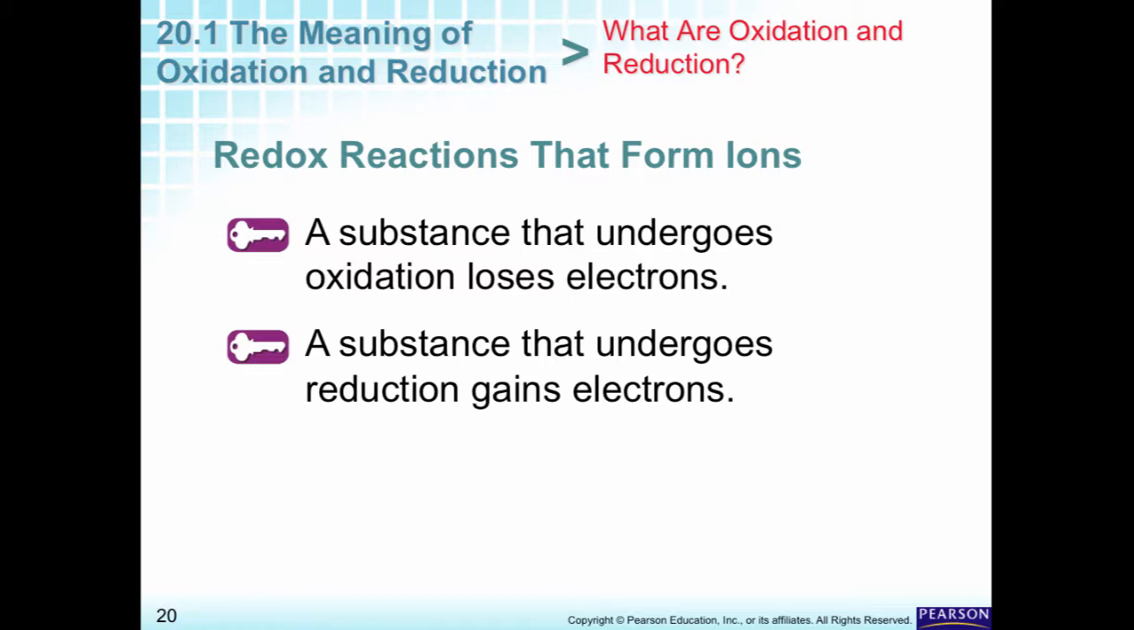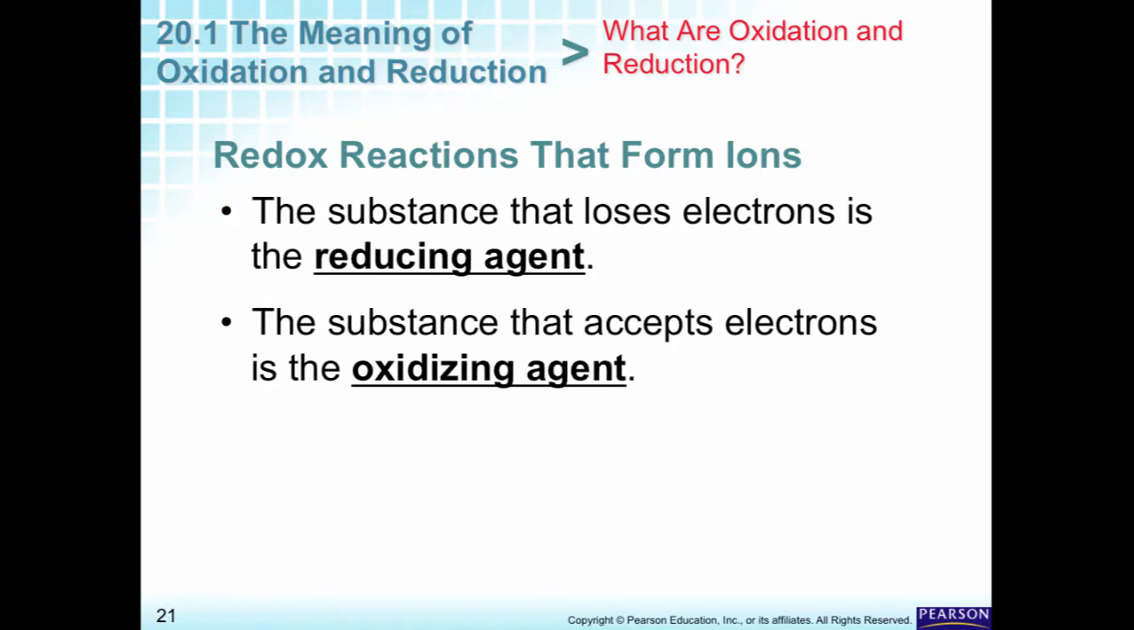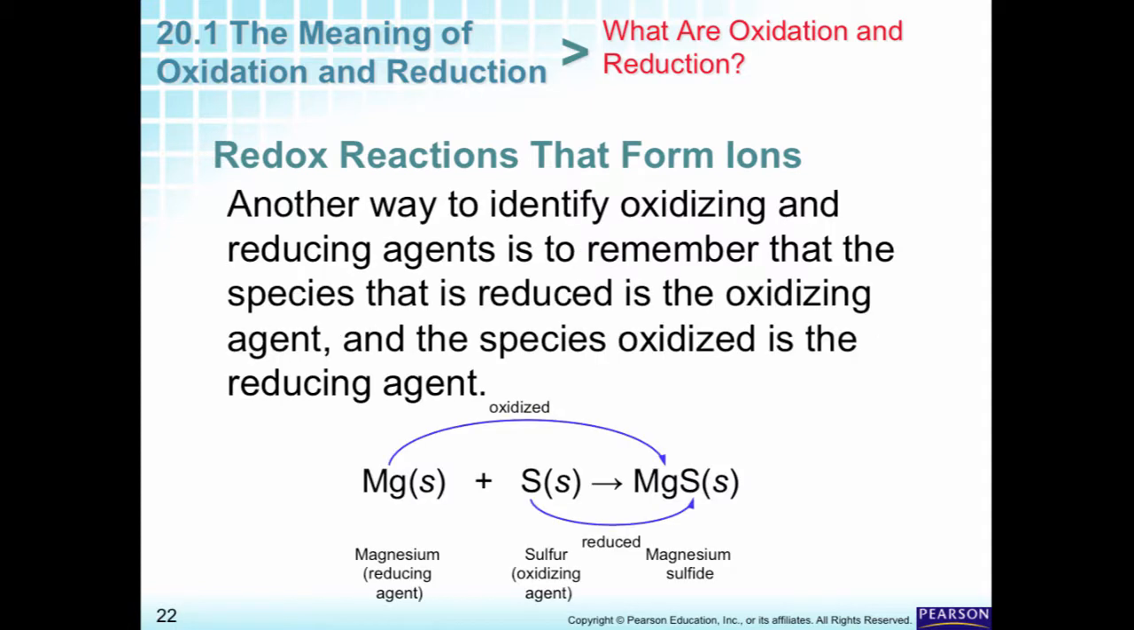So again, Leo the Lion says GER. As I said, the substance that loses electrons is called the reducing agent. The substance that accepts electrons is the oxidizing agent. All right, I think that slide is pretty self-explanatory.